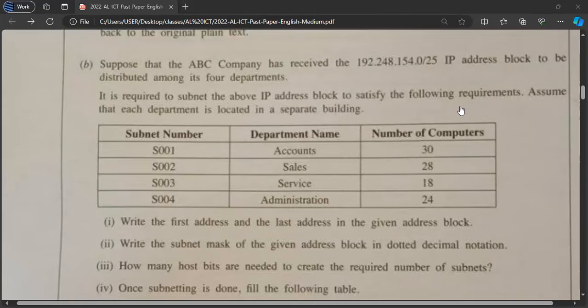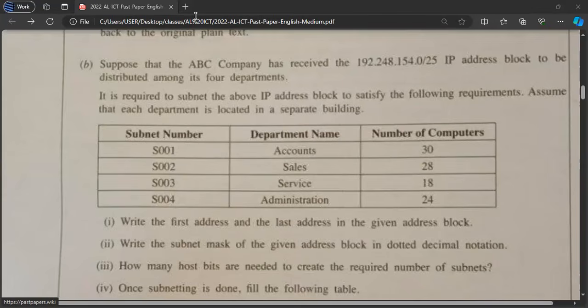To satisfy the following requirements, assume that each department is located in a separate building. So we have the subnet number, the department name, and the number of computers, right? Okay. So the first question here is: write the first address and the last address in the given address block, right? Let me explain it.